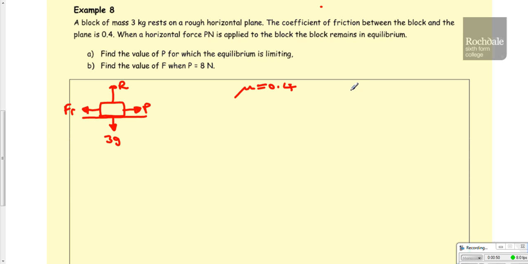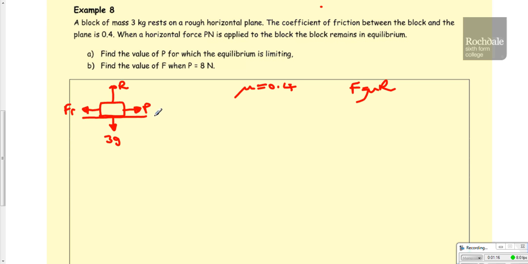Now, if you remember from when we did dynamics, if something is in limiting equilibrium, which is what's being mentioned in part A, then F is equal to mu R. So if an object is on the point of moving but it hasn't started to move, it's reached its maximum value of friction, and we call that limiting equilibrium. So in this case, we've got to find the value of P for which equilibrium is limiting.